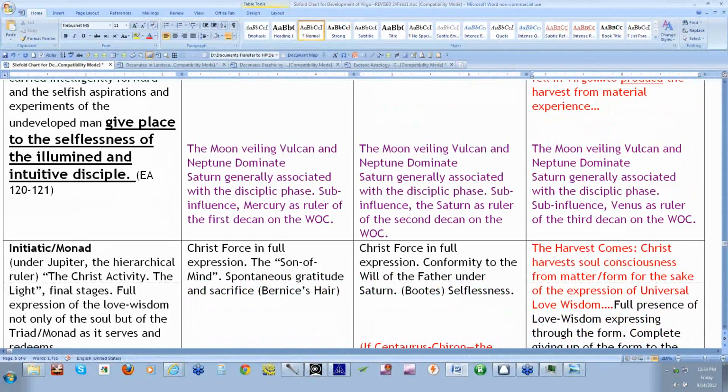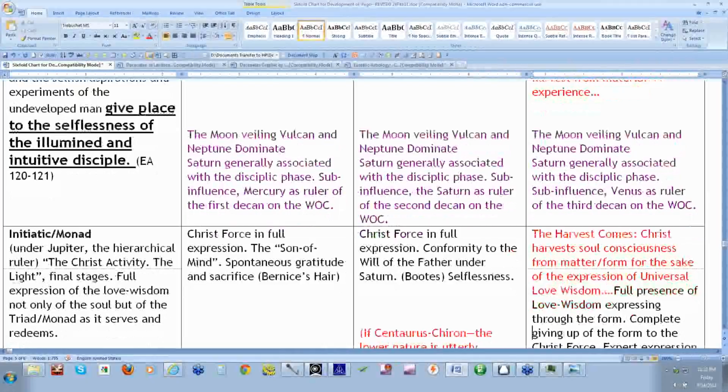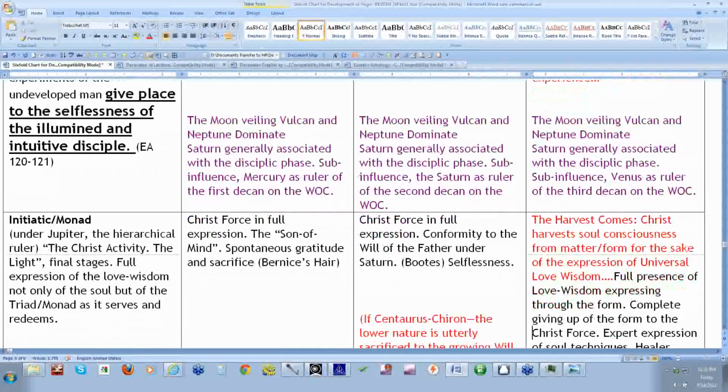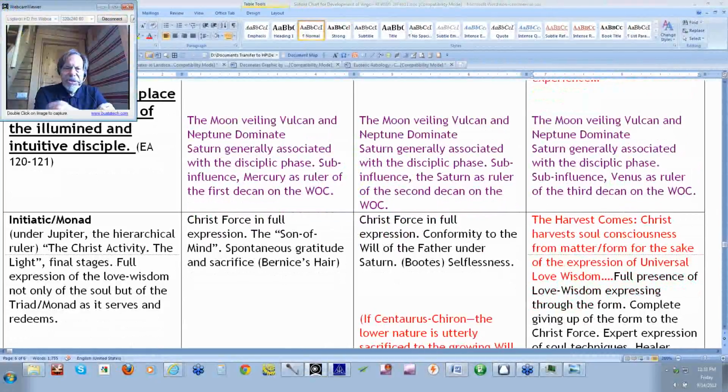Here is the initiatic monadic level. Jupiter's the hierarchical ruler, and the Christ activity, the light, final stages, full expression of love wisdom in this stage, a short stage really, only the third and the fourth initiation really, and maybe to a degree the fifth. Full expression of love wisdom, not only of the soul, but of the triad monad, as it serves and redeems. I've said very little here concerning this initiatic stage, but remember that Jupiter in Virgo does stand for the monad and for the full intention to bring the fullness of Christ consciousness, Jupiter, or the love, soul-egoic love consciousness, down into matter.